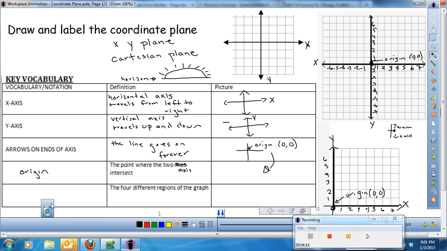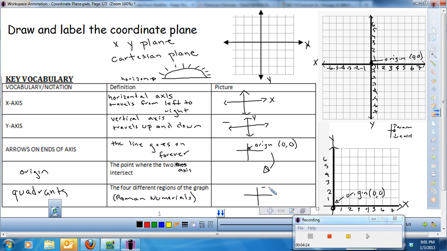The last thing we want to talk about are something called quadrants. So quadrants are the 4 different regions of the graph. Now something that's a little bit different than we're used to is that when we label quadrants, here's our coordinate plane, we label them with Roman numerals. So I'm going to have you write right here, Roman numerals, because that's how we label them. We do not label them with numbers. We label them with Roman numerals.